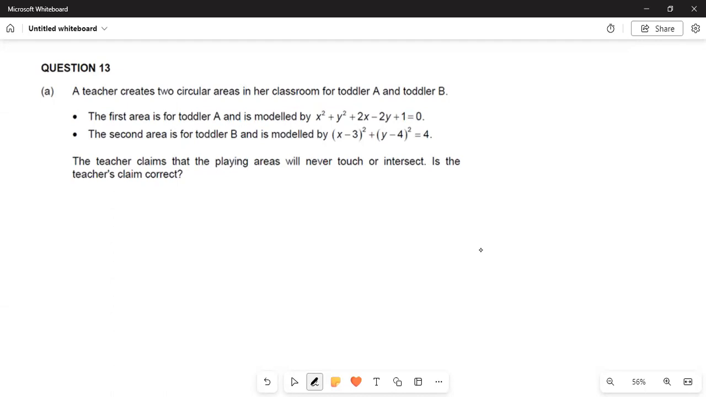Question 13 says a teacher creates two circular areas in her classroom for toddler A and toddler B. The first area is for toddler A and it is modeled by x squared plus y squared plus 2x minus 2y plus 1 is equal to 0. The second area is for toddler B and is modeled by (x minus 3) squared plus (y minus 4) squared is equal to 4. The teacher claims that the playing area will never touch or intersect. Is the teacher's claim correct?